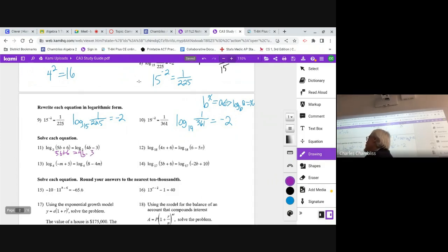Some quick algebra, some rearranging. Subtract 4b from both sides, you get b. Subtract 6 from both sides, you get -9. Okay. Number 13, similar. Negative m plus 5 equals 8 minus 4m. Add 4m to both sides, you get 3m. Subtract 5 from both sides, you get 3, which means that m equals 1.